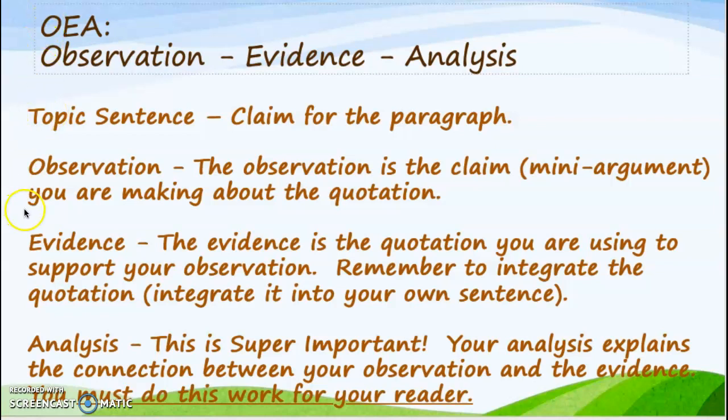So if you have more than one quote, you'll start out with your topic sentence, then you'll provide an observation, you'll include your evidence, and then write analysis, okay? If you're doing a second quote, you'll do a second observation, a second piece of evidence, and then a second analysis in that order, so that it makes sense and so that your observation is referencing the correct evidence and your analysis is explaining the correct evidence.